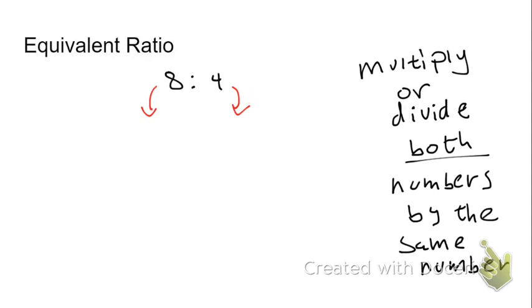You can multiply by 2, or let's just make it a little more complicated, or a little less easy. Multiply both sides by 4, both values by 4. So 8 times 4 is 32, and 4 times 4 is 16.